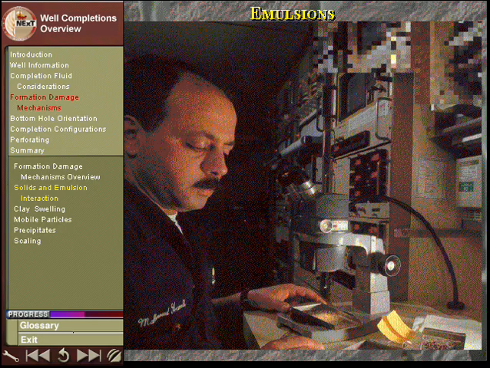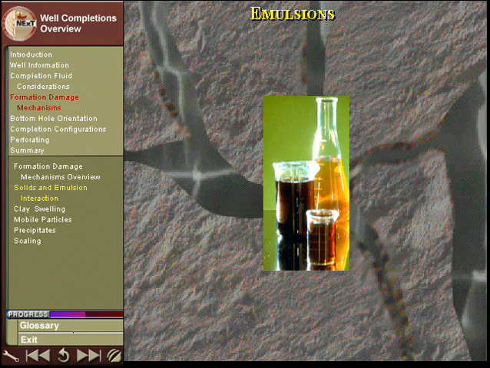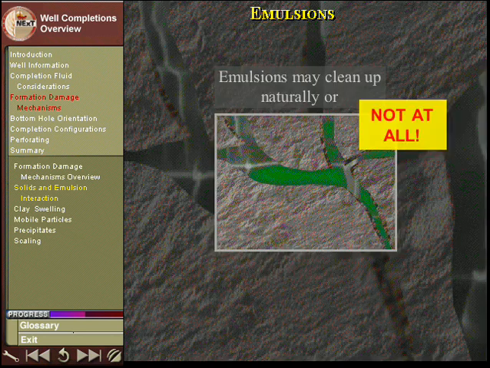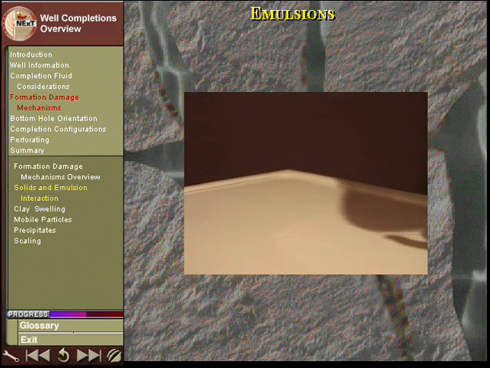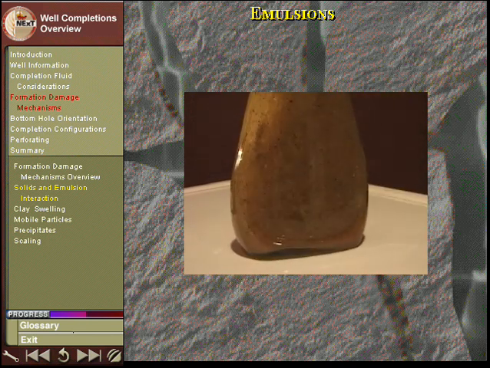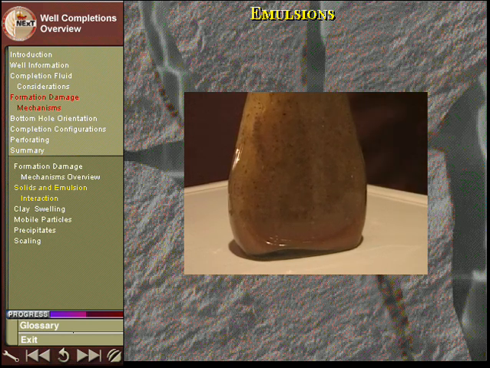Predicting emulsion formation can be accomplished by studying produced reservoir fluids in the laboratory. These studies will indicate the need for emulsion-breaking chemicals in the completion fluid. The removal of emulsion damage is difficult to manage. Cleanup may occur naturally or not at all. A very common emulsion is formed when you mix oil and vinegar as a salad dressing. Small oil droplets are dispersed throughout the vinegar.